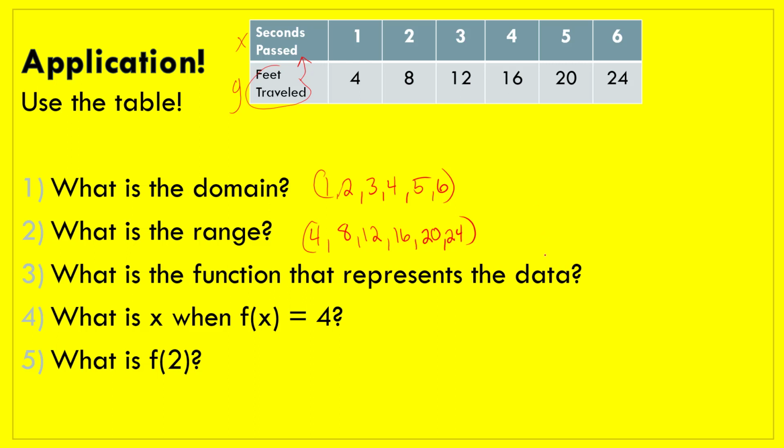What is the function that represents the data? Now, before I get to function, I would probably start with what is the equation that represents the data, because it's going to be a little bit easier to do that. And we should see pretty clearly that these are increasing by values of 1. These are increasing by values of 4. So we have a constant rate of change of 4. Constant rate of change is our slope. So y is equal to 4x.